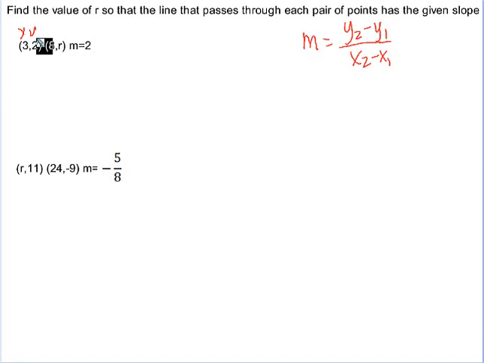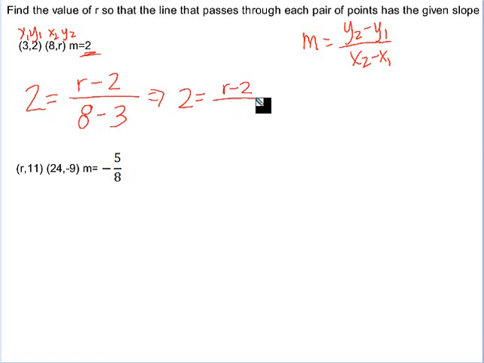So 3, 2, I will make my x1 and my y1. 8, r, I'll make my x2, y2. And then here, look, I have m is 2. So m equals, so 2 equals y2 minus y1, r minus 2, over x2, 8, minus x1, 3. Simplify. 2 is equal to r minus 2 over 8 minus 3 is 5.